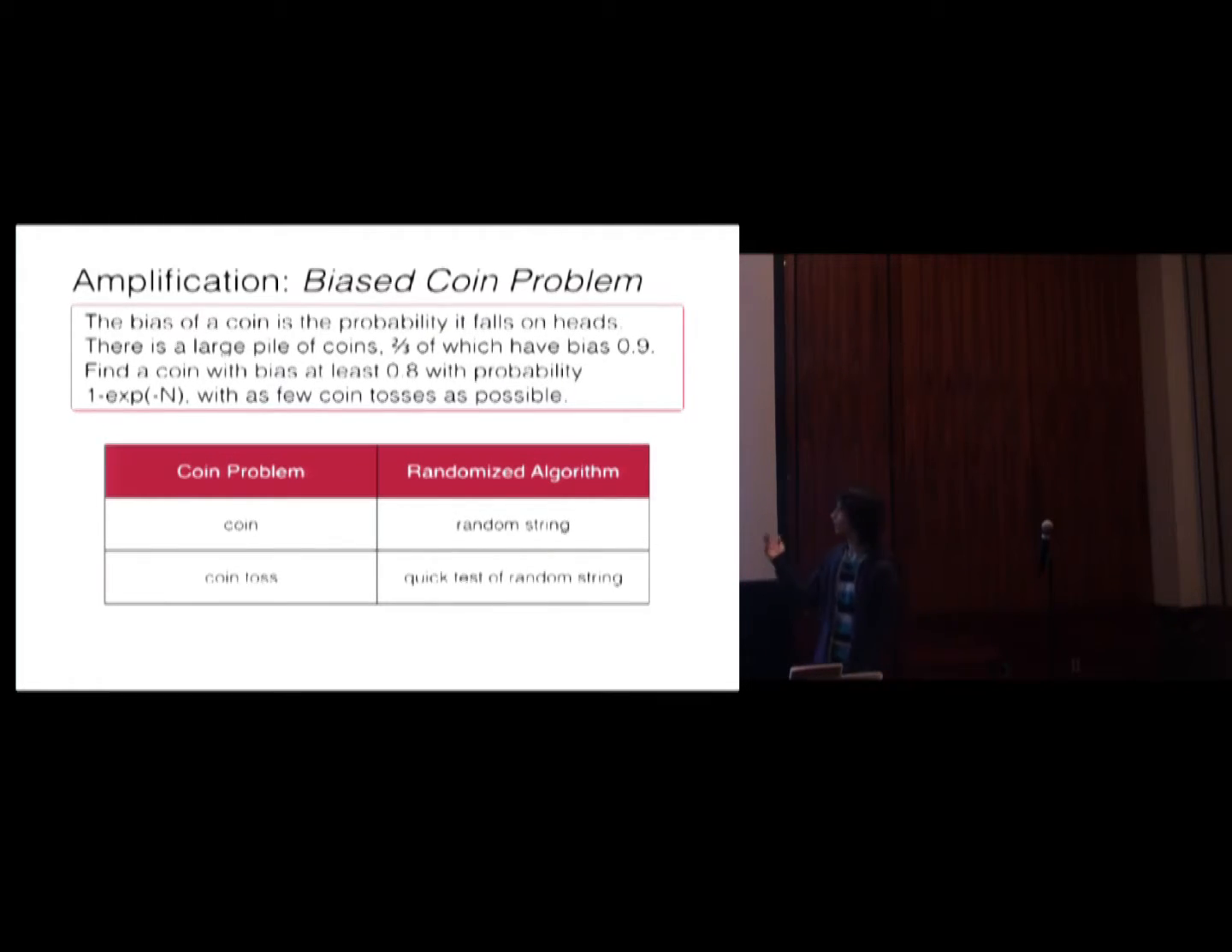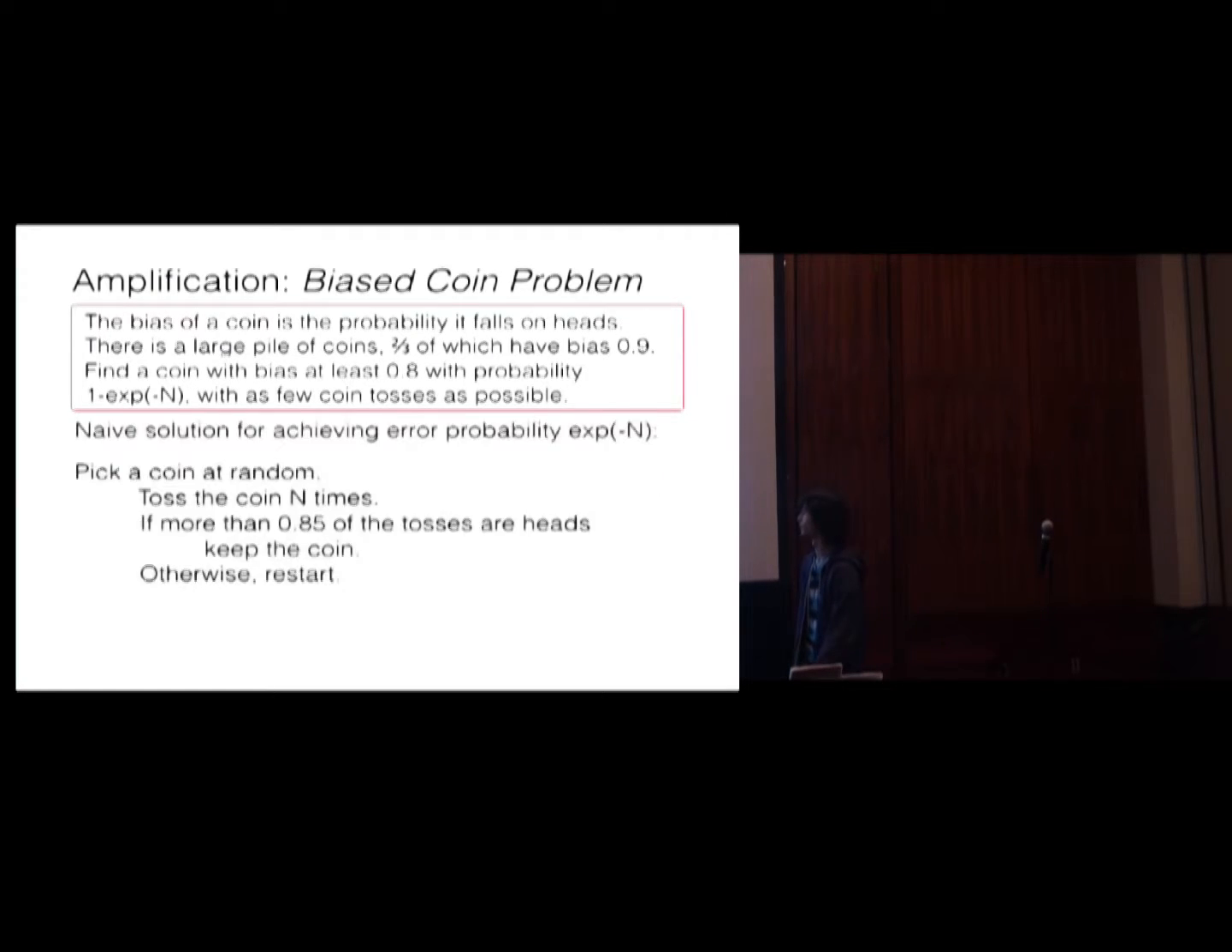All right, so how are we going to solve the biased coin problem? First, let's look at the naive solution, which gives us runtime O(n squared), which we'll later see how we can do better. What we do here is we pick a coin at random, we toss it n times. If more than 0.85 of the tosses are heads, we keep it, and otherwise we restart with a new coin. It's easy to see that we get error probability e to the minus n, because by the Chernoff bound, if we toss the coin n times and more than 0.85 of the tosses are heads, then we're quite confident that the bias is at least 0.8.